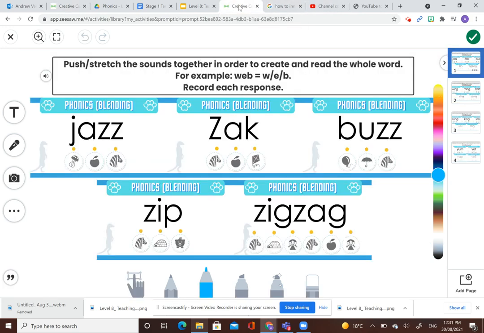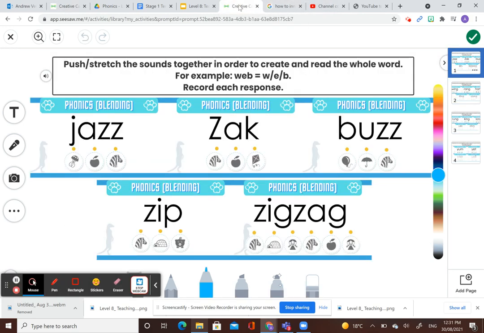Now today we're going to be doing blending, and as you can see real quickly, there's a short vowel, double z. Now remember, blending is when we are stretching and pushing those sounds together as opposed to sounding out each sound to help us read the word. So what we don't want to do is go j, a, z. That is not blending. That is what we call sounding out, which doesn't help us to read the word perfectly.